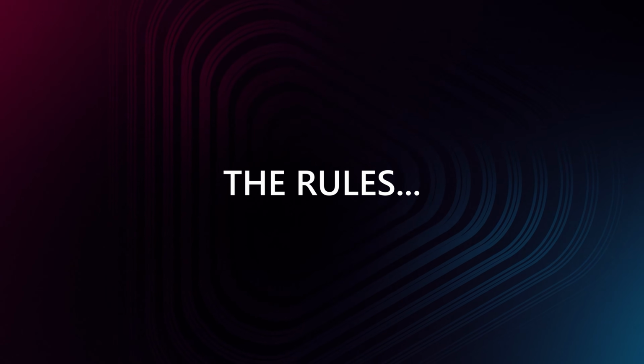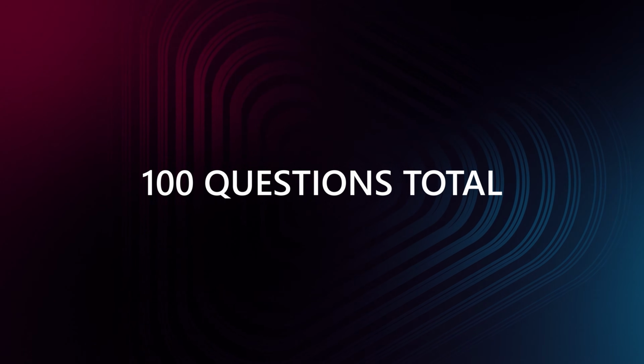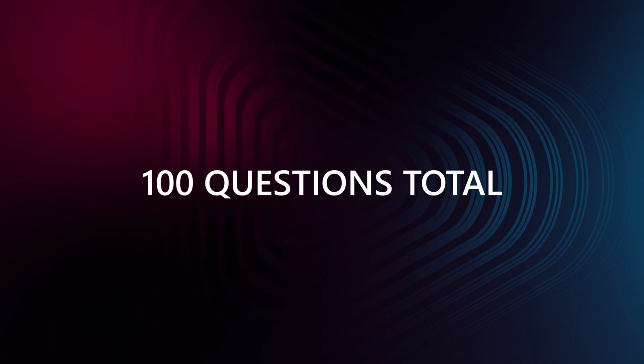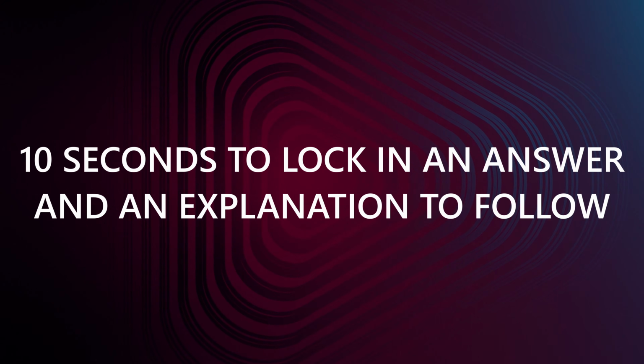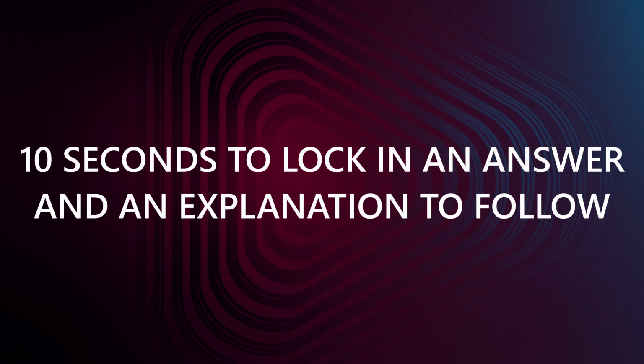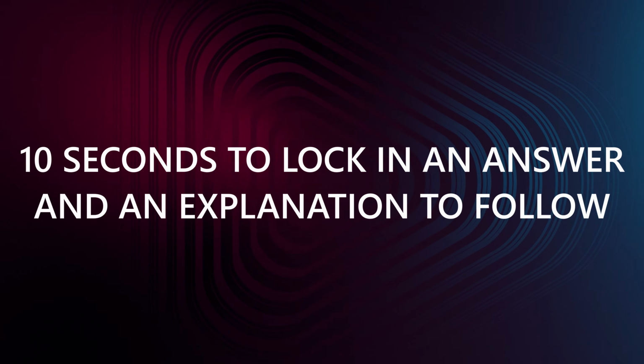So the rules are simple. In this 5-part series, there's a total of 100 questions. In this section, there will be 20 questions. Each correct answer will be worth 1 point. And after I reveal the question and the potential answers, you will have 10 seconds to lock in your answer.